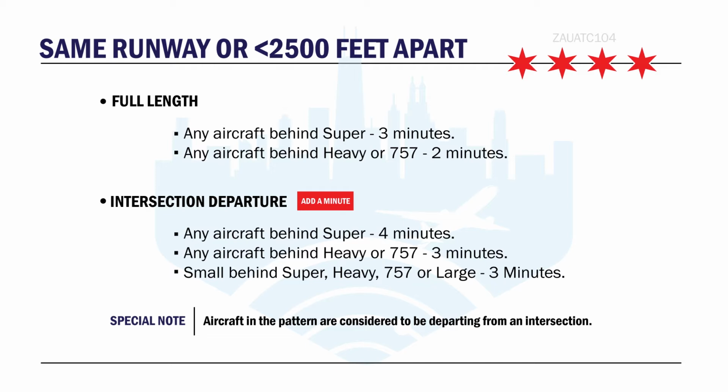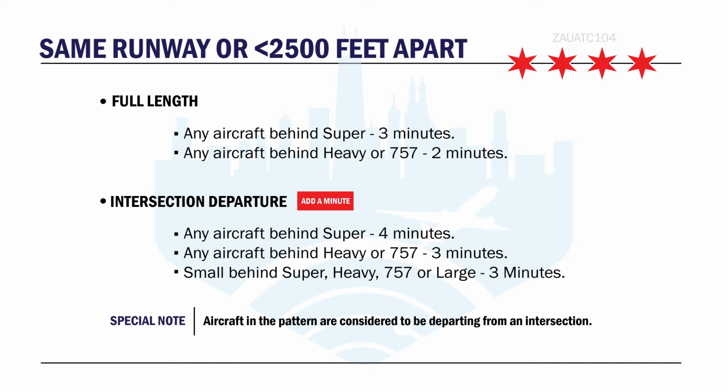To boil it down in a more simplistic version, any parallel runways that are separated by less than 2,500 feet are essentially considered same runway in the realm of wake turbulence. Now that we have that situated, let's discuss the two options. Option one, a full-length departure. Option number two, an intersection departure.